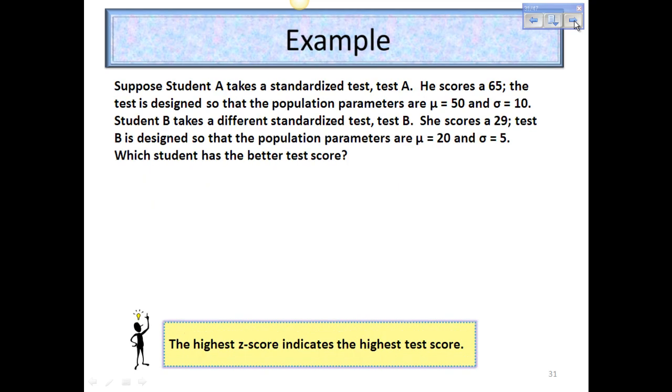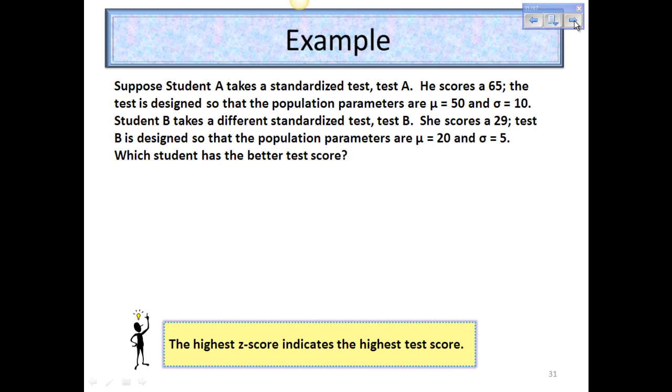So we have an example. Suppose student A takes a standardized test, and that test is test A. He scores a 65. The test is designed so that the population parameters are mu equal to 50 and sigma equal to 10. Student B takes a different standardized test, test B. She scores a 29. Test B is designed so that population parameters are mu equal to 20 and sigma equal to 5. Which student has the better test score?